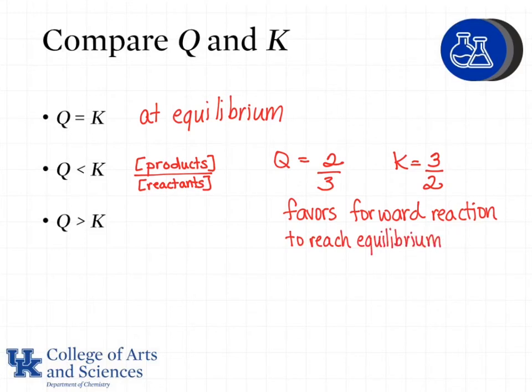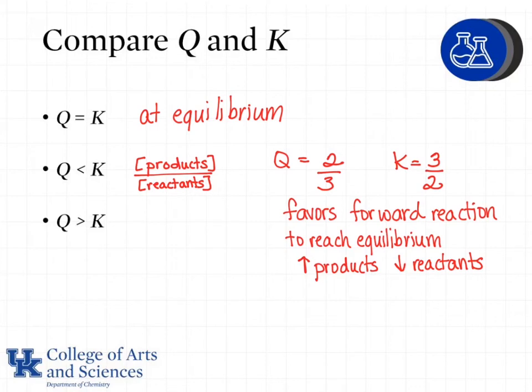In that case, the amount of products will increase, so the numerator increases, and the denominator, or the amount of reactants, will decrease. Whenever Q is less than K, we're going to favor the forward reaction. We're going to make more products and use up some of the reactants. This will increase the value of Q until it is equal to K, at which point we are at equilibrium.